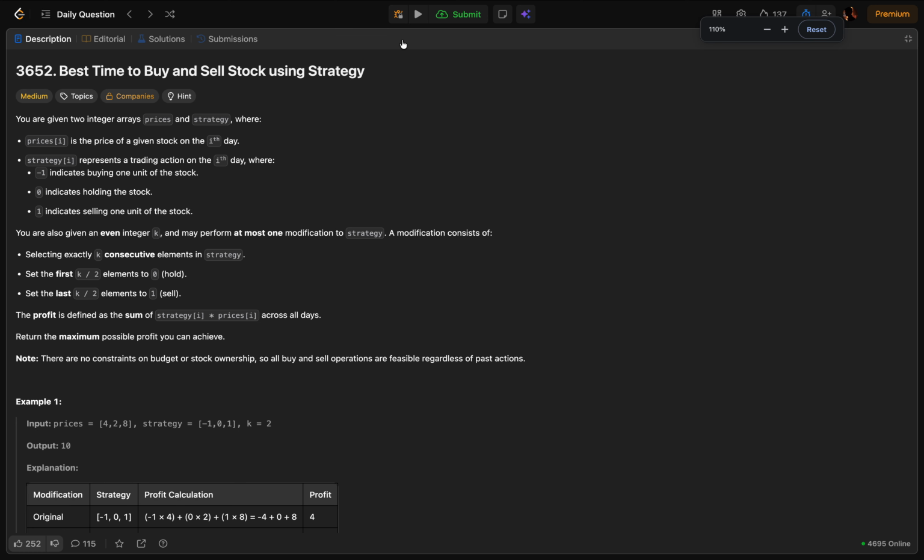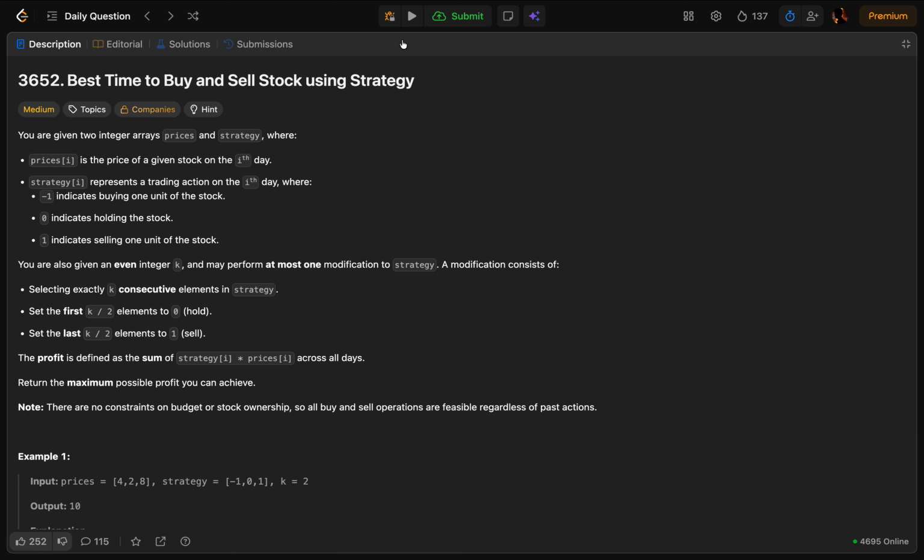to sell and buy stock using strategy. So basically here we are using the concept of prefix sums, in which we are given two arrays, prices and strategy. The prices[i] is the price of a given stock on the ith day, and the strategy[i] represents a trading action on the ith day, where -1 indicates buying 1 unit, 0 indicates holding the stock, and 1 indicates selling 1 unit of the stock.